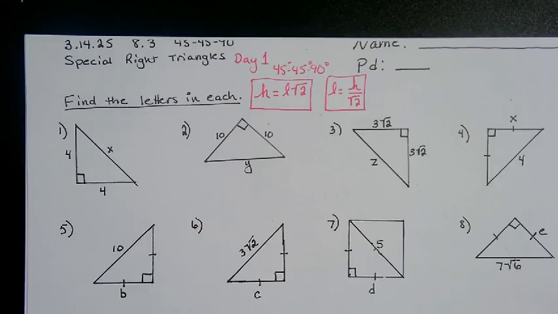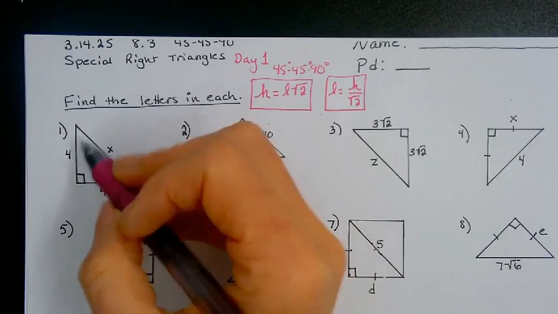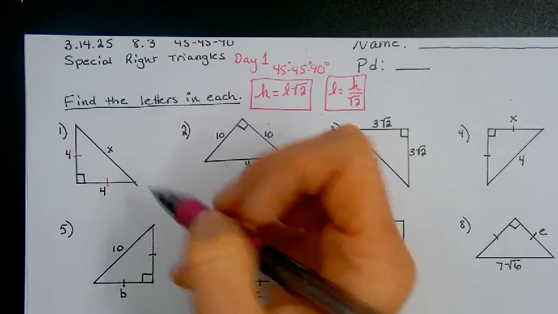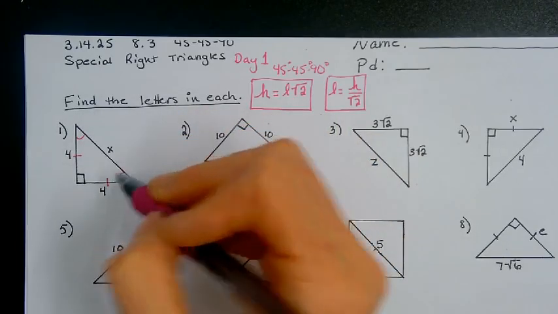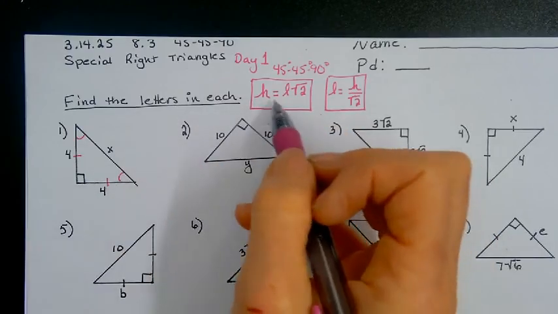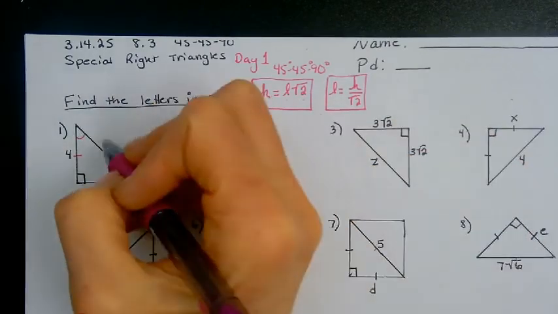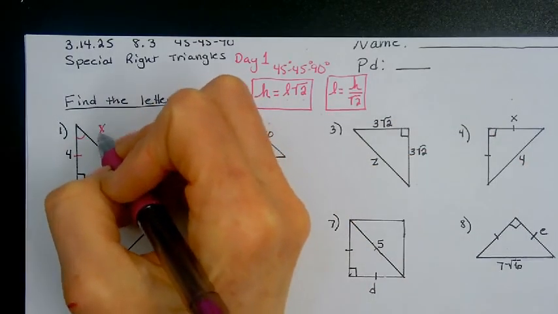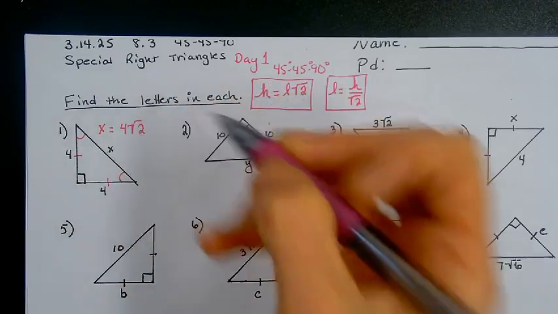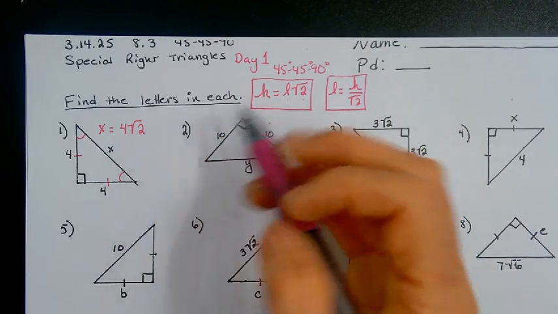Okay, so let's look at number 1. In number 1 we have a 90-degree triangle. These are congruent to each other, so this is a 45, 45, 90. These angles are equal and they have to be 45. We're given the leg. We want to find the hypotenuse, which is x. So you take the leg and multiply it times the square root of 2. So if I want to find the hypotenuse, x, that's going to equal the leg times the square root of 2.